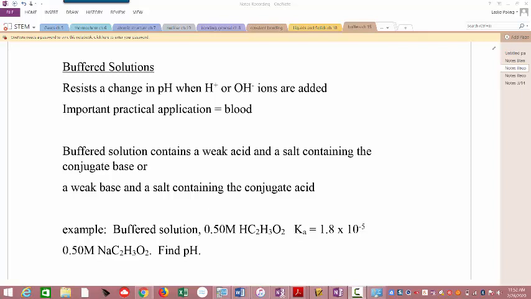Okay, an application of the common ion effect is that you get a buffered solution. What happens when you have a buffered solution is it resists pH change.